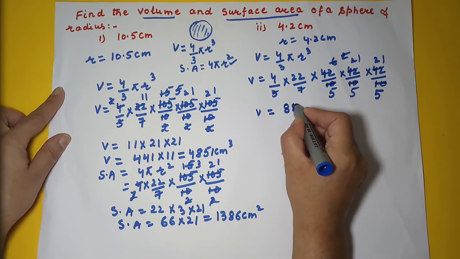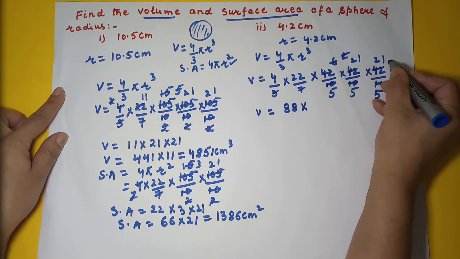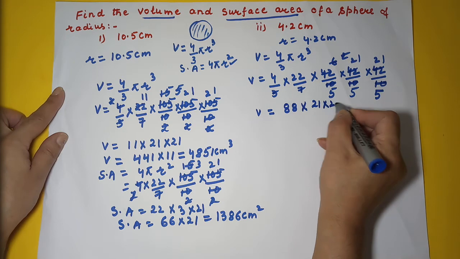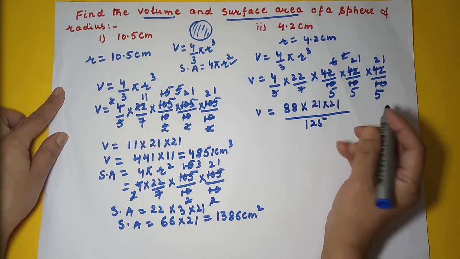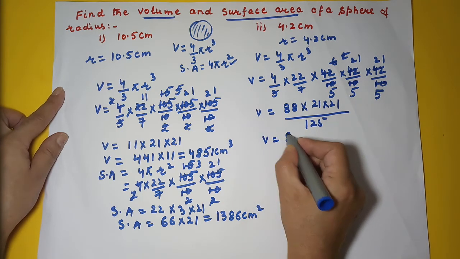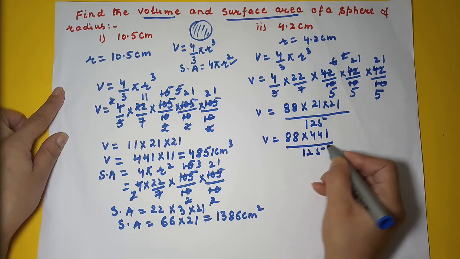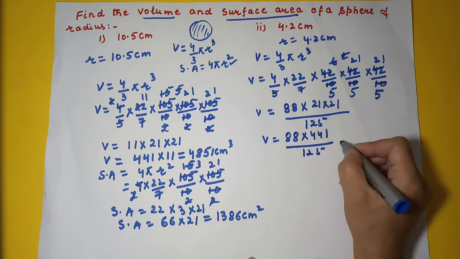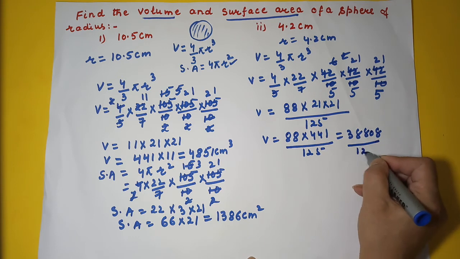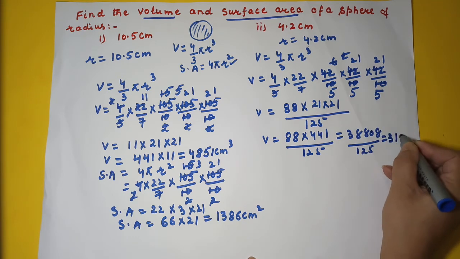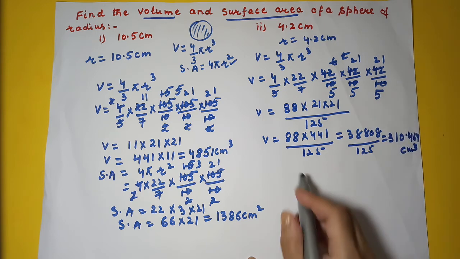So finally we have volume as 88. 4 into 22 is 88 into this 21 into this 21, 21 into 21, and in the denominator we have 125. So volume will be 88 into 441 divided by 125. If you multiply these two, you will get 38808 divided by 125, which is equal to 310.464 centimeter cube. So this is your volume.